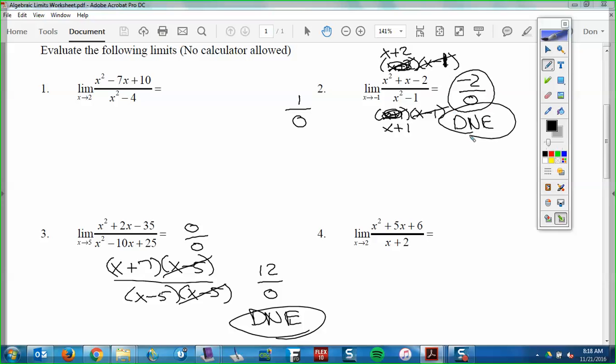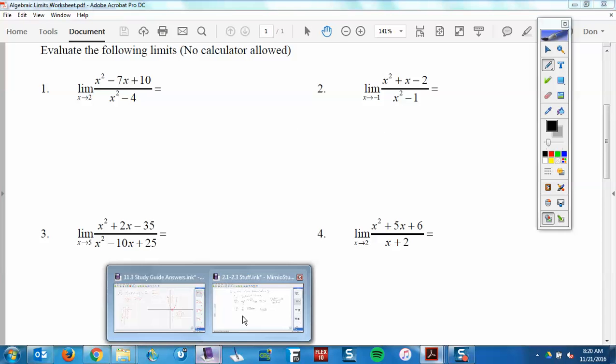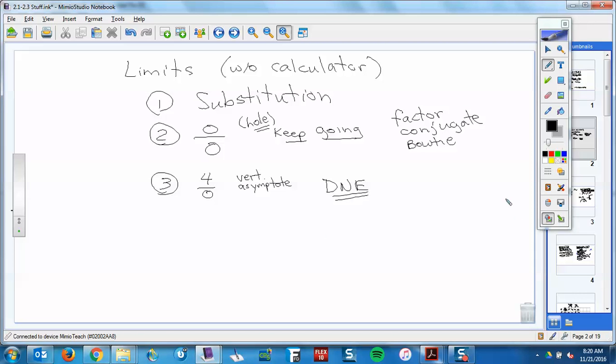That's our answer. Now when we get to chapter 4, I'm going to make you do a little more. Does not exist isn't going to be good enough. We're going to talk about what's going on. We're going to get into infinity and vertical asymptotes and stuff there. But for right now, when you get a number over 0, we just say doesn't exist. Okay, does not exist. All right, so back to here. And so if you get this, you just stop.